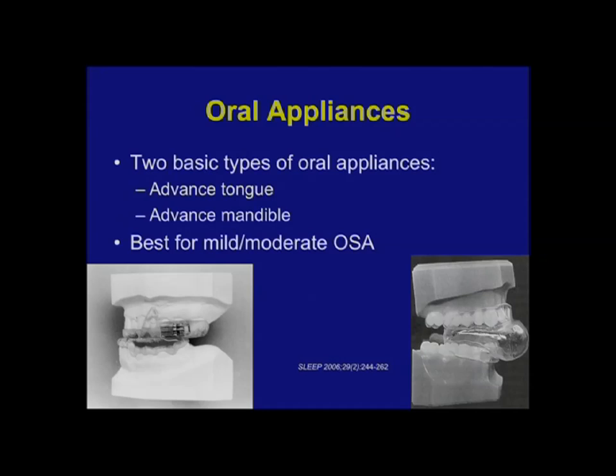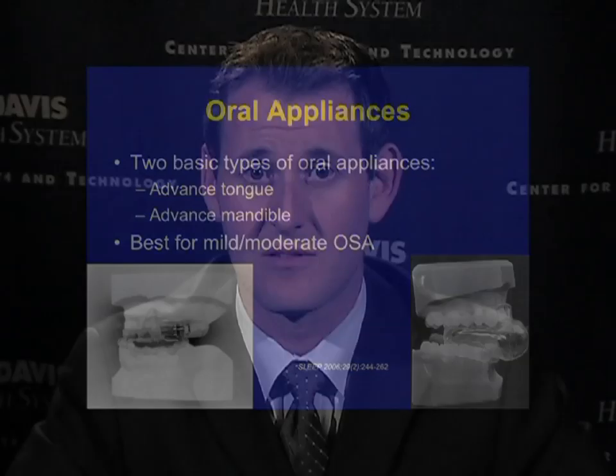There's two types of oral appliances. One that advances the tongue, and we see that on the left-hand side at the bottom. And the other type of appliance is one that advances the mandible. By advancing the mandible forward while you sleep, the appliance prevents the tongue from falling to the back of the throat. It expands the airway and reduces the risk for apneas. Like I noted, this is best indicated for mild to moderate obstructive sleep apnea, and usually after CPAP has been tried.